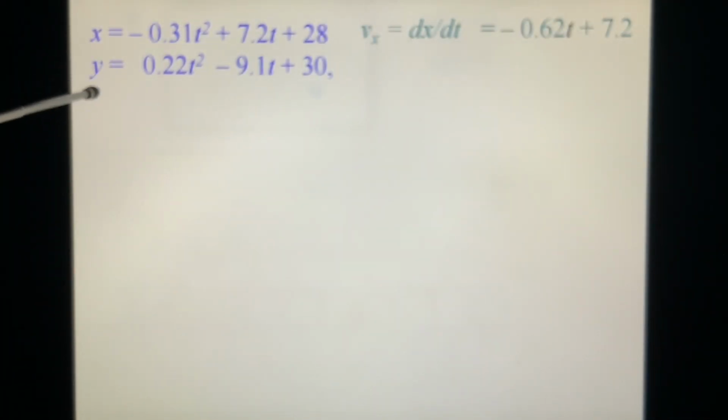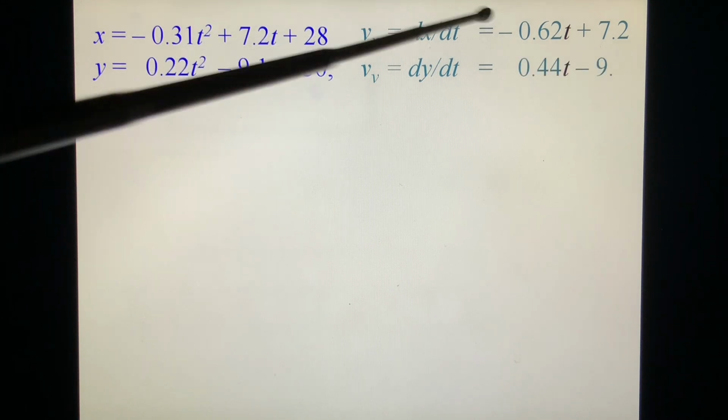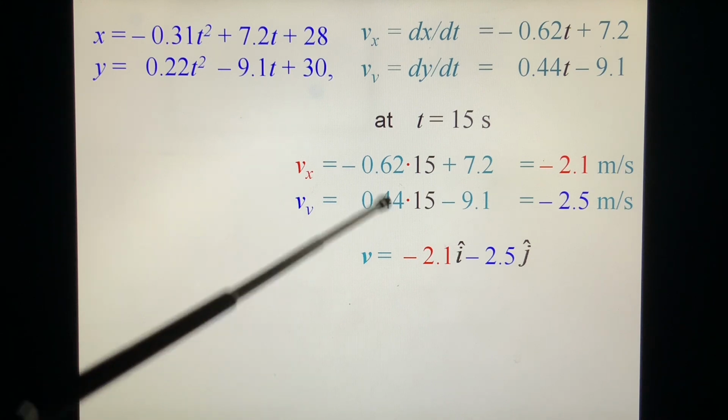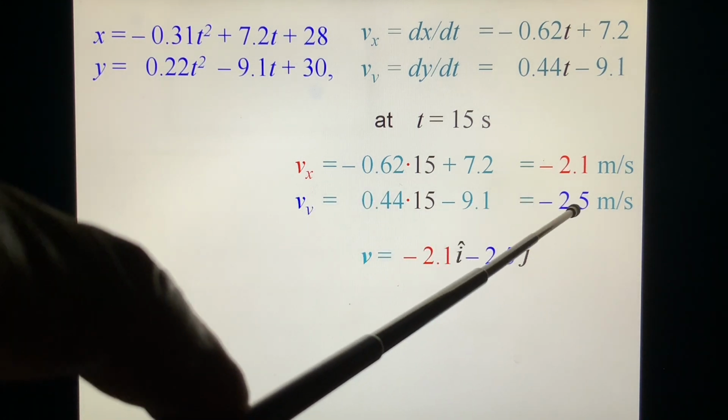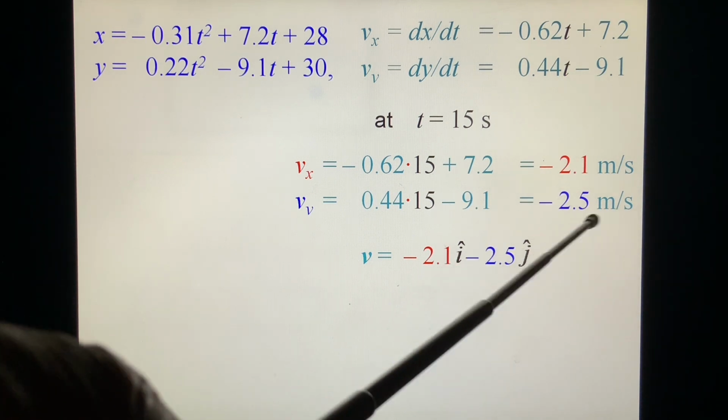And vy equals dy/dt. This is 0.44t minus 9.01. And then t is 15 seconds. We put t inside and we get vx and vy. Both vx and vy are negative, so v is minus 2.1 i minus 2.5 j.